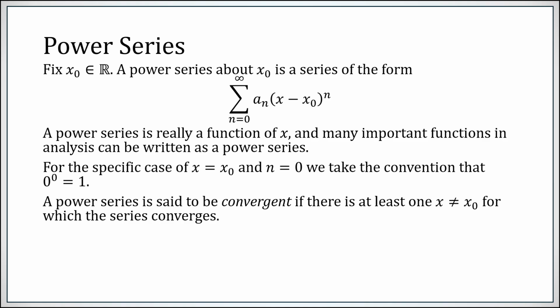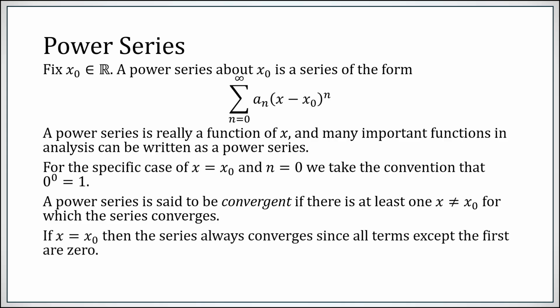A power series is said to be convergent if there is at least one value of x other than x0 for which the series converges. If x equals x0, you are guaranteed convergence. If x equals x0 and n is positive, all of these are 0. So all terms except the first are 0, and you definitely get convergence of the series in that case.